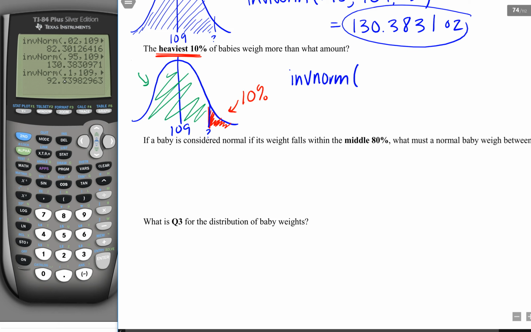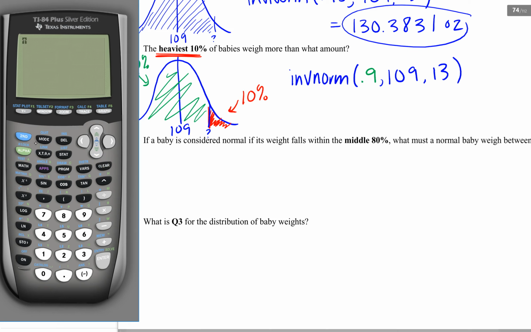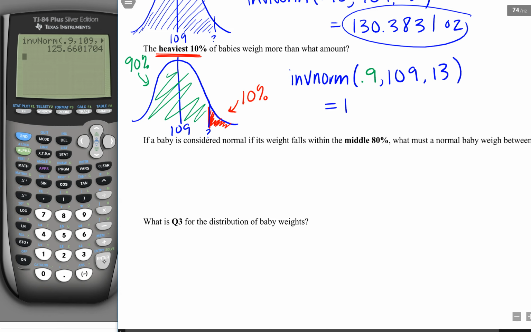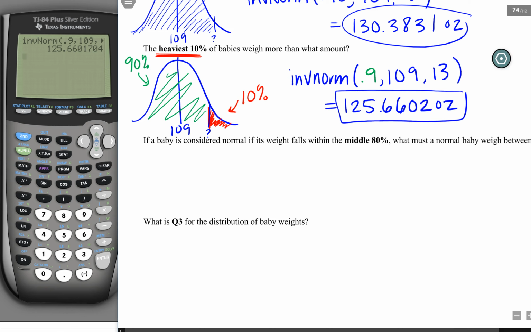This would just remind us that, oh crap, our inverse norm only takes left side probabilities. And if 10% is on the right, that means 90% is on the left, because they're complements of one another. That's what needs to go into inverse norm. Drawing out the curve, we make sure that we notice that and we don't do anything silly. So we should be doing 0.9, comma 109, comma 13. I can bring back that previous one where I accidentally did the wrong side and just change that to 0.9. So we got 125.6602 ounces.